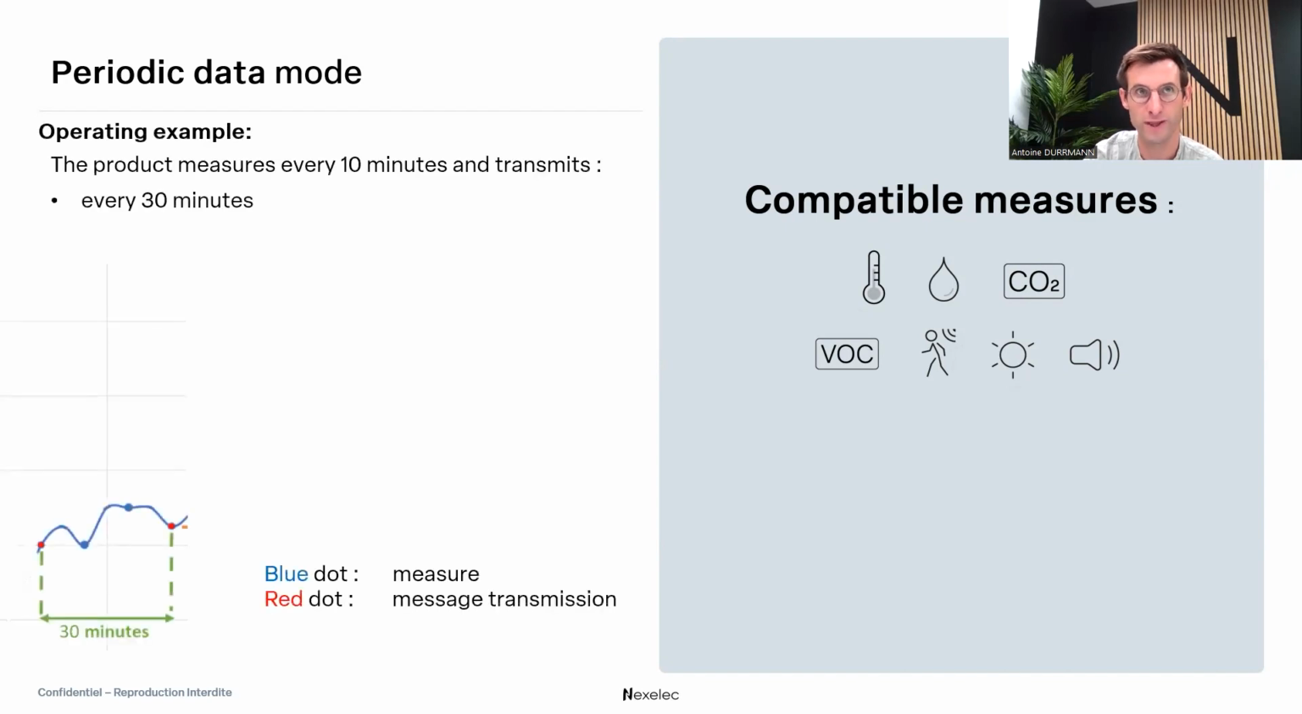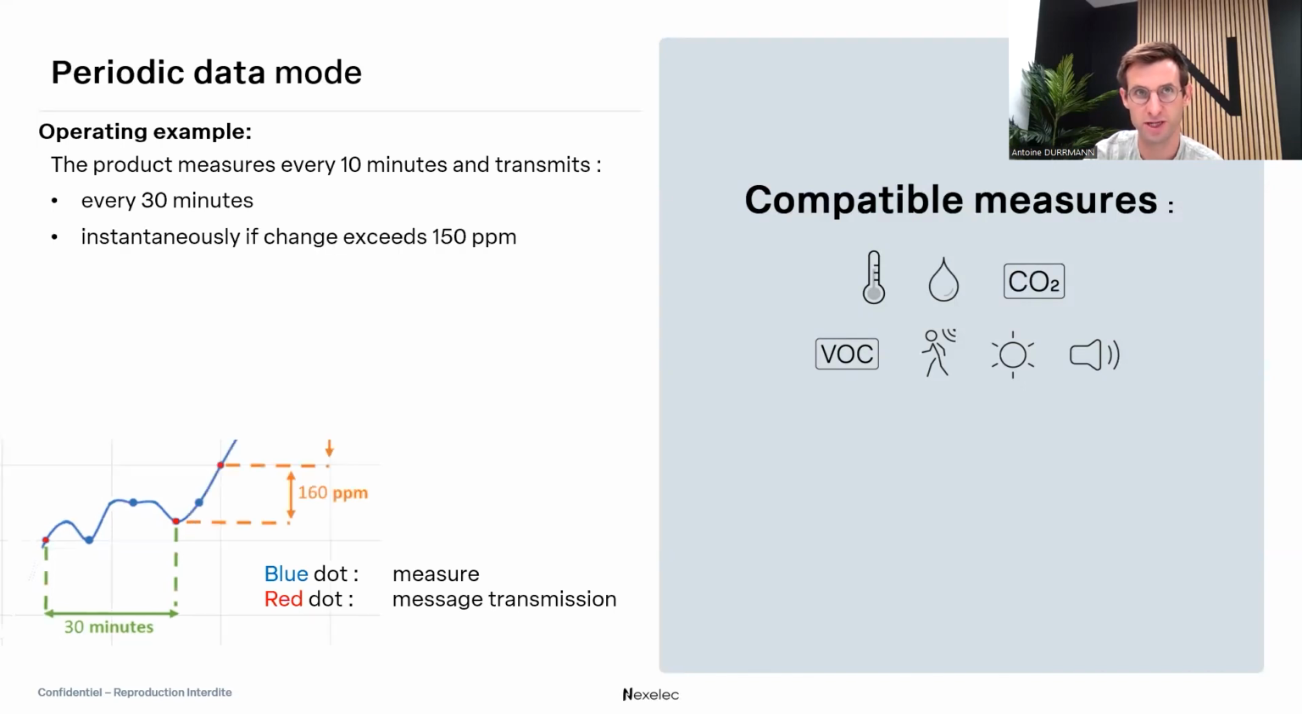On the curve, red dots correspond to transmitted measurements, blue dots to internal product measurements. In standard configuration, the product measures every 10 minutes and sends a message every 30. If there is a significant change in CO2 or temperature, the data is transmitted immediately.